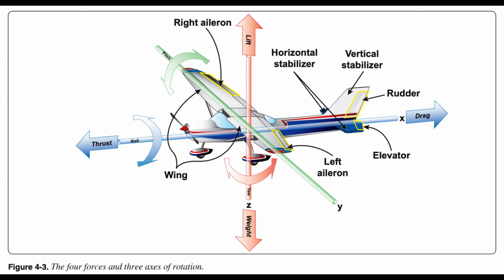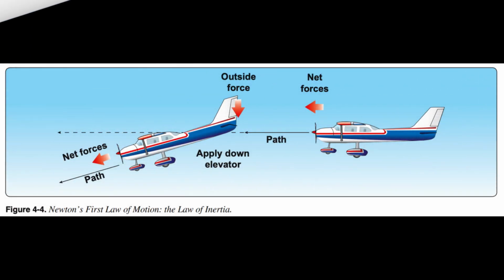Newton's first law, the law of inertia. Newton's first law of motion is the law of inertia. It states that a body at rest will remain at rest, and a body in motion will remain in motion at the same speed and in the same direction until affected by an outside force. The force with which a body offers resistance to change is called the force of inertia.